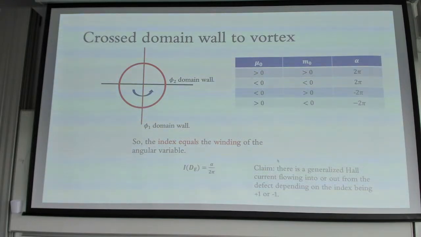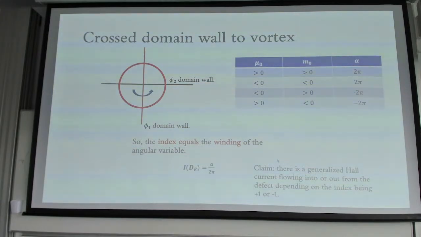So this is the reiteration of the same fact. If mu0 and m0 are both greater than 0, alpha winds by 2 pi. If both are less than 0, it winds by 2 pi again. But if they are of opposite signs, it winds by -2 pi. So what you see is that the index equals the winding of the angular variable.